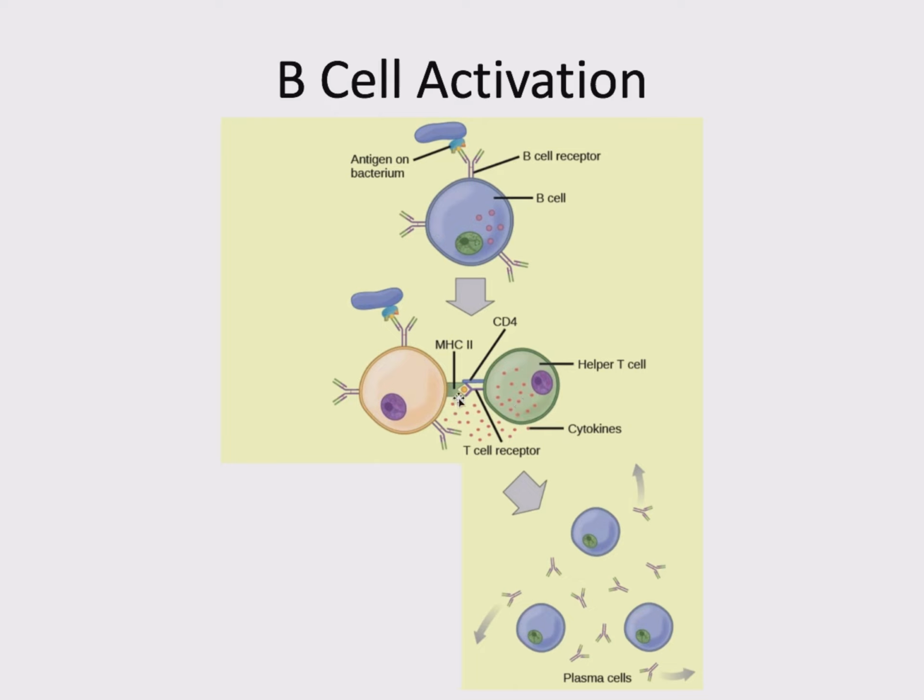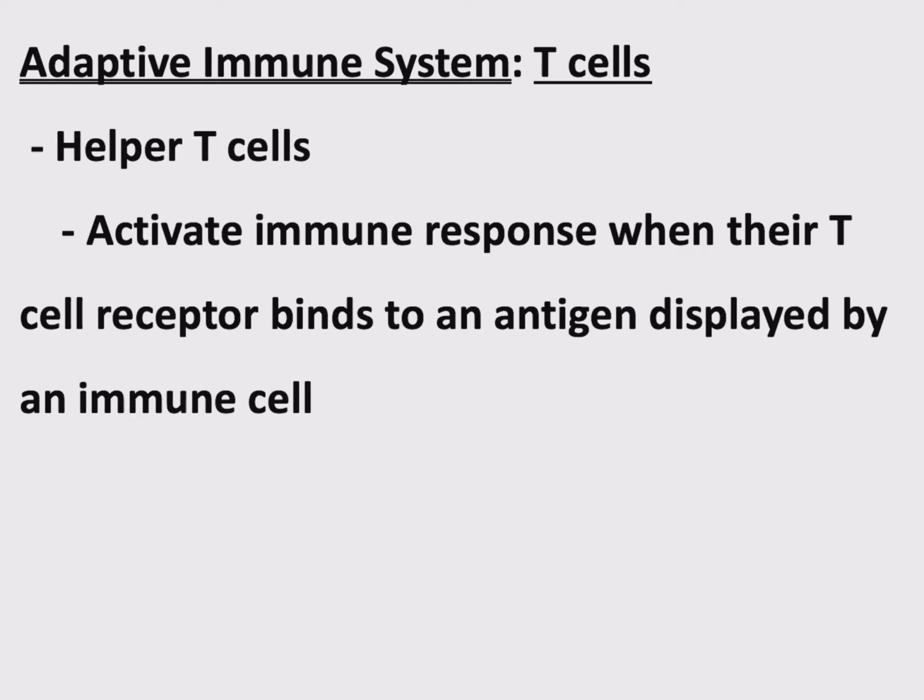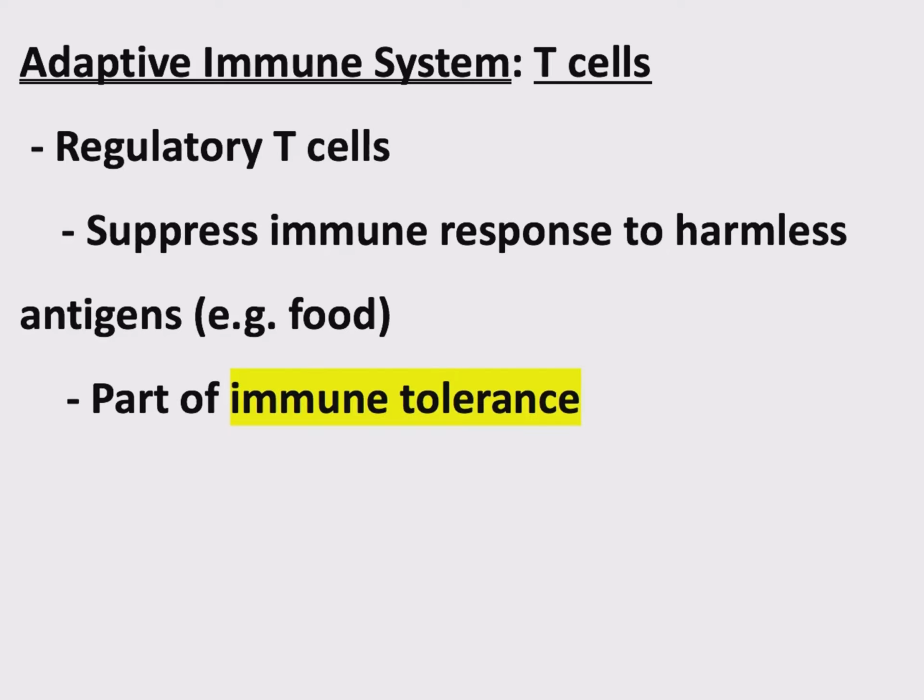It's recognizing this antigen being displayed by the B cell that encountered it, and it helps the immune system go forward. So that one's simple enough. Another type of T cell is the regulatory T cell. Instead of activating an immune response, they suppress an immune response to harmless antigens, stuff like food.